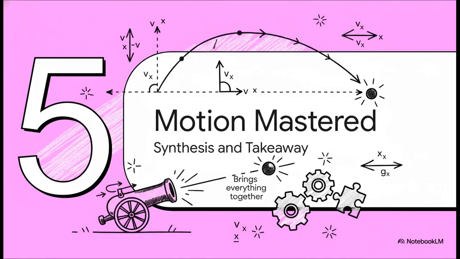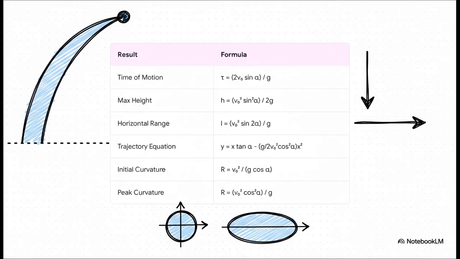And with that, we've done it. We've solved every single part of this Irodov problem. So let's bring it all together and take a look at the complete picture. And here it all is, the complete solution set for problem 1.29. We've got the time of motion, the max height, the horizontal range, the parabolic equation for the path, and the curvature at the start and the peak. The whole shebang. A complete description of the motion, all derived from first principles.